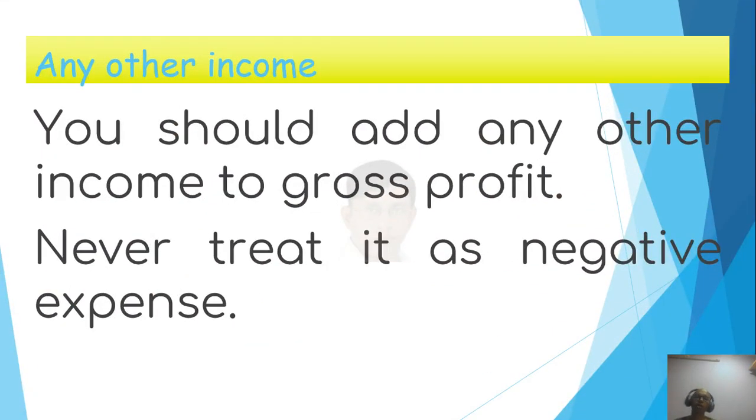Any other income, you should add to gross profit. Suppose other than sales, you have got any other income, you have to add it to the gross profit. Never treat it as a negative expense. Negative expense means don't deduct it from expense. Never do that. You should not show it as negative expense in the expenses column. You have to just add it to gross profit, because that is also income, but it is not from trading, it is other income. That's why it should be added to gross profit.